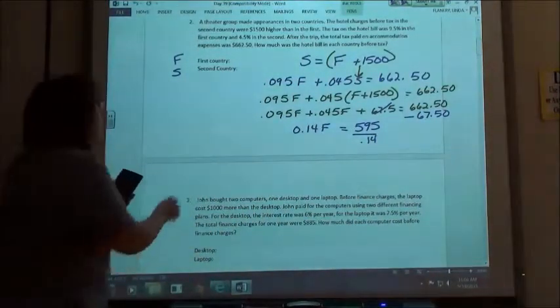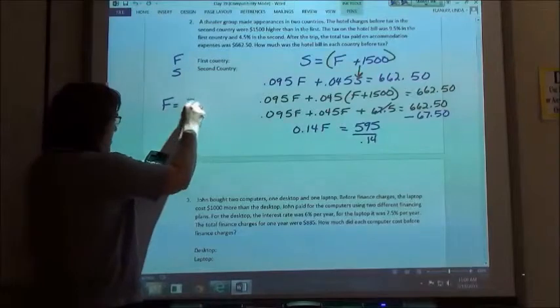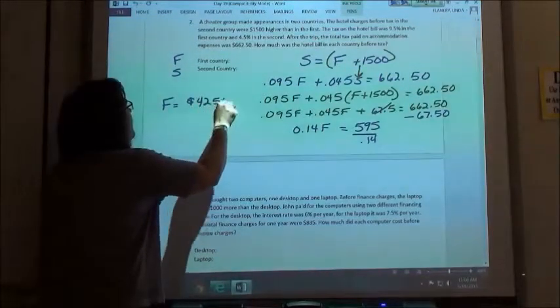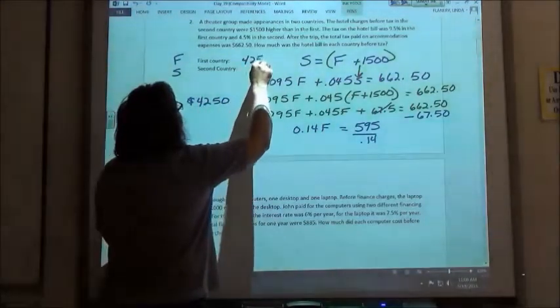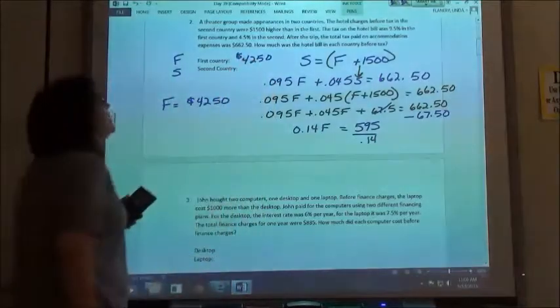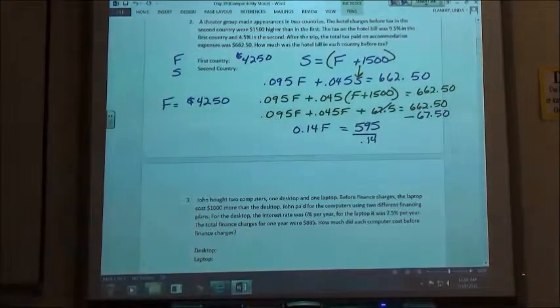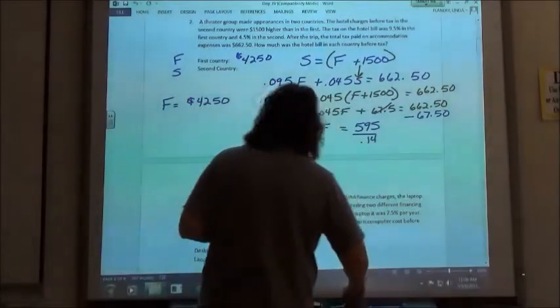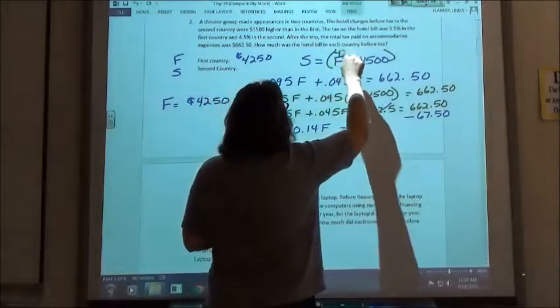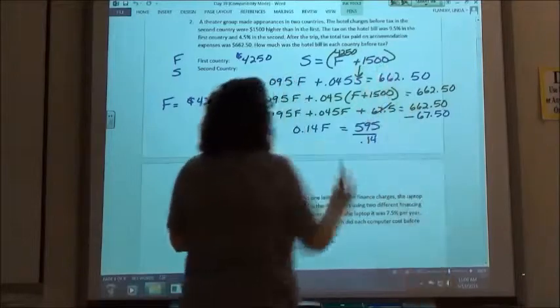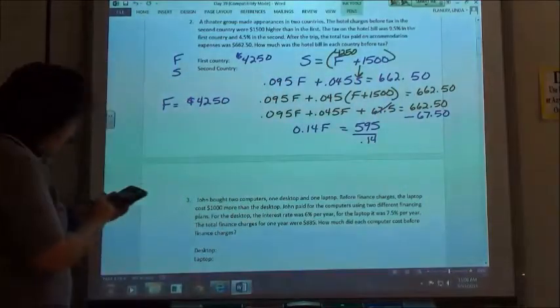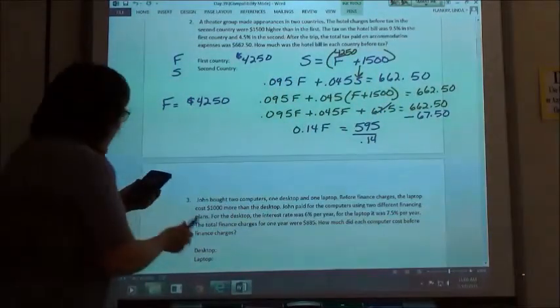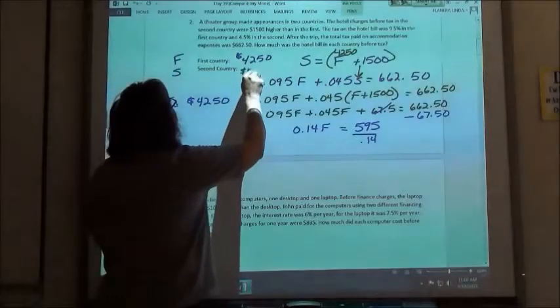And so, first country, $42.50. My charges in the first country, $4,250. Now in the second one, it was $1,500 higher. So if I take my $4,250 plus my $1,500, I get $5,750.